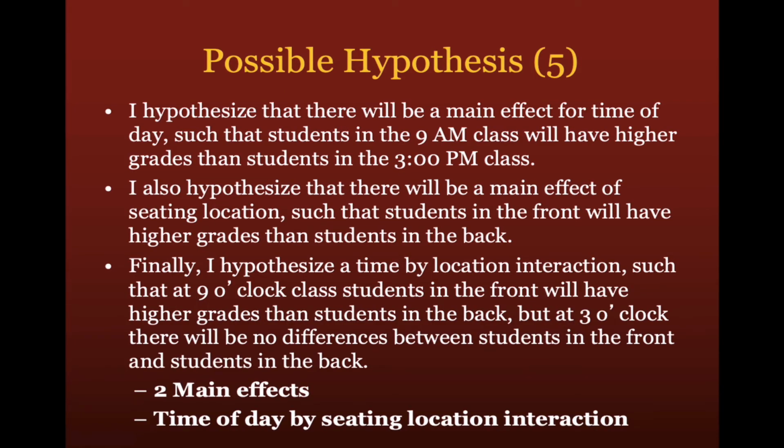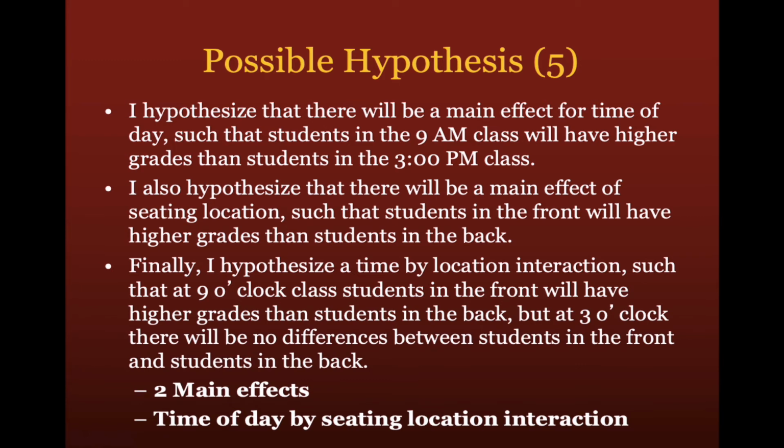All right. So now we're moving on to more complicated ones. We started out with the easier ones. This one, we're looking at two main effects and an interaction. So I hypothesize that there will be a main effect for time of day such that students in the 9 a.m. class will have higher grades than students in the 3 p.m. class. I also hypothesize there will be a main effect of seating location such that students in the front will have higher grades than students in the back.